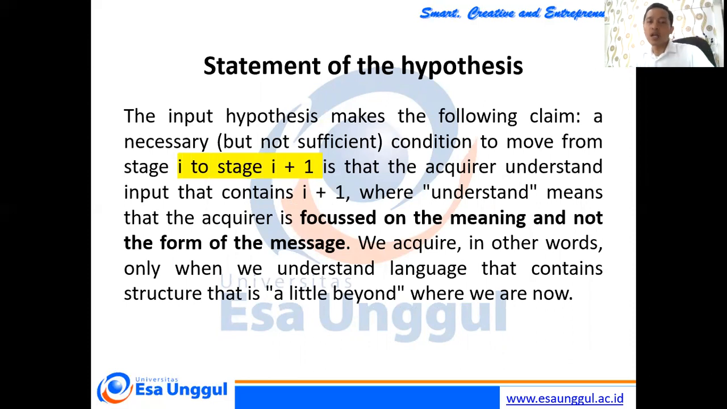Stage i to stage i plus one. What does it mean? It means that acquirers understand input that contains i plus one, where understand means that the acquirer is focused on the meaning and not the form of the message. If you give your students a question which is too easy, there's no learning. Based on this theory, the condition to move from stage i to stage i plus one is that the acquirer understands the input containing i plus one.